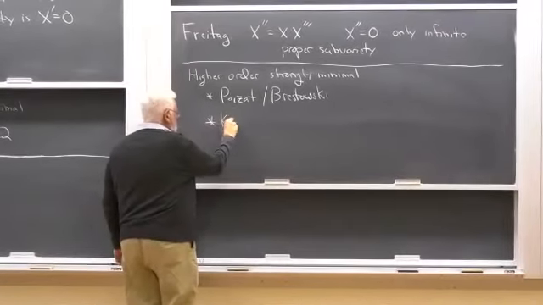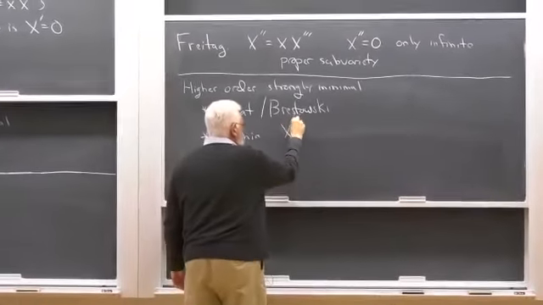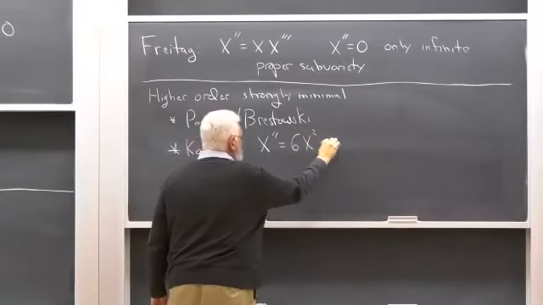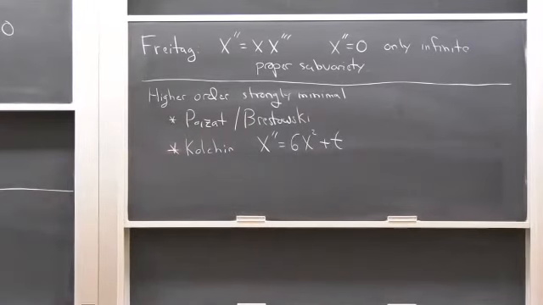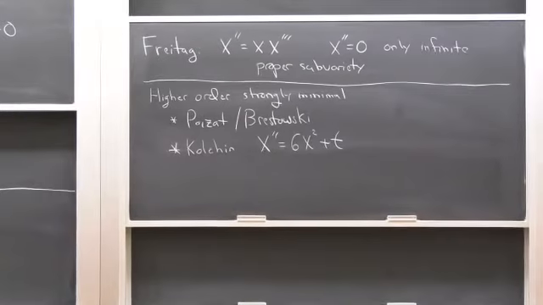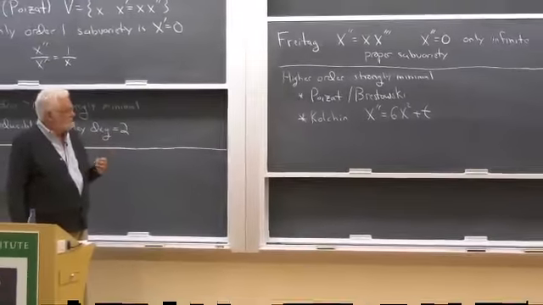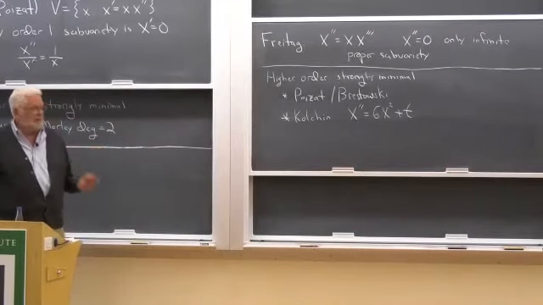A more natural example was done by Kolchin, which is the first Painlevé equation. x double prime is 6x squared plus t. And in a letter from Kolchin to Carol Wood, he gives a proof that this is an example of an order 2 differential subvariety that has no order 1 subvarieties.